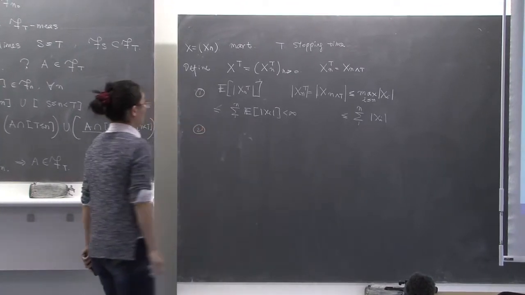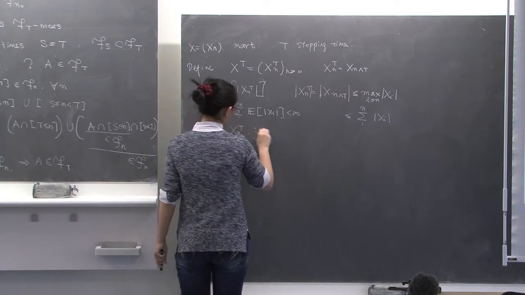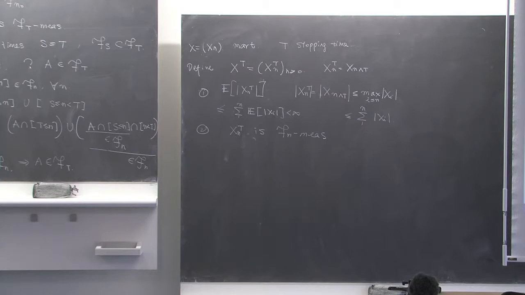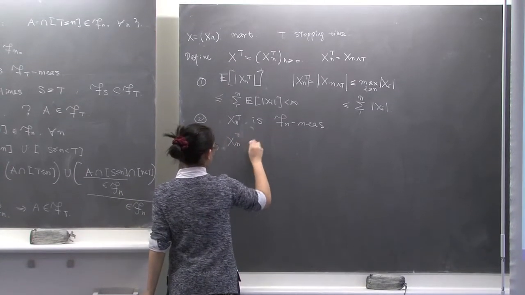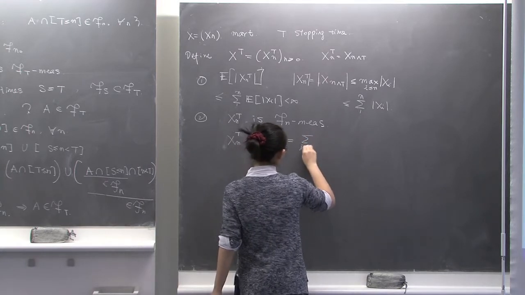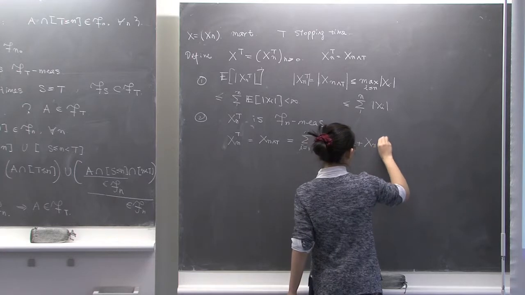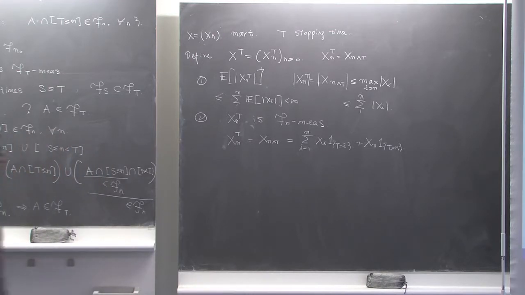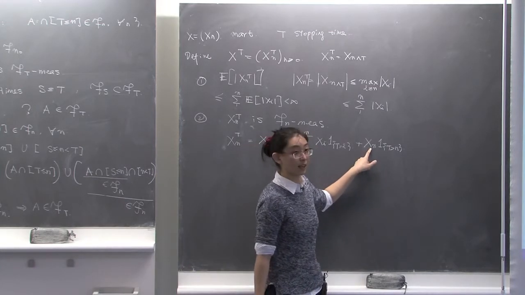Second, this new sequence of random variables is still adapted to the original filtration. So X_{T∧n} is still Fn measurable for any n. Why is this true? So what is X_{T∧n}? We can write this random variable in another way. We just decompose according to what happens to the stopping time T. If T equals i when i is less than n, we know that this equals Xi. And if T is greater than n, then it is Xn.